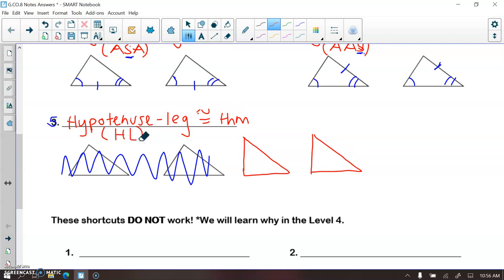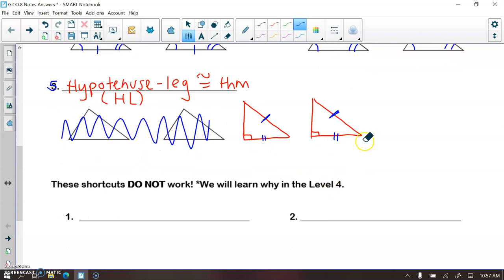All right, so basically what this states is that if we have two pairs of right angles, and the hypotenuse is congruent, which the hypotenuses are always across from the right angle, and if we had one set of legs congruent, so if I have this leg congruent to this leg, then by the HL congruence theorem, these two triangles are congruent.